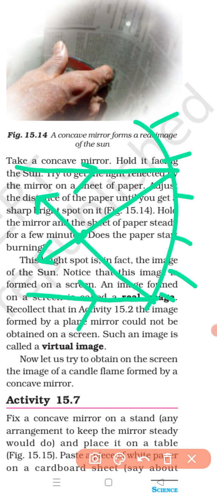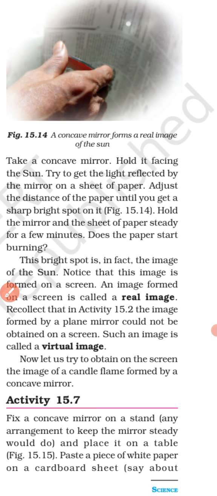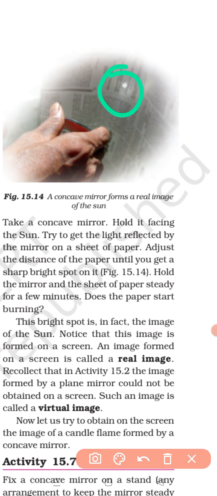These light rays are getting concentrated on a point. That means this is known as a converging mirror. The light rays are getting converged. That is why the concave mirror is also known as a converging mirror, because it has the property to allow the sun's heat rays to concentrate at a point, and that point on the paper is what allows it to burn and make a hole. Okay, it burns to form a hole.